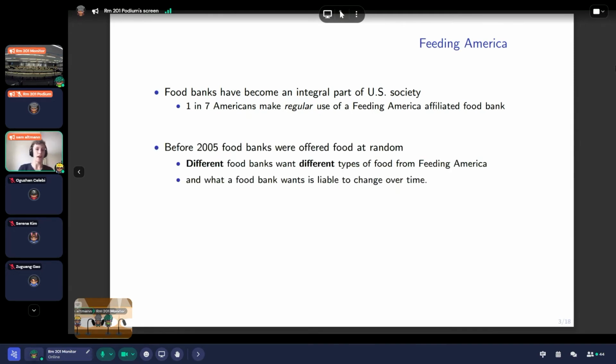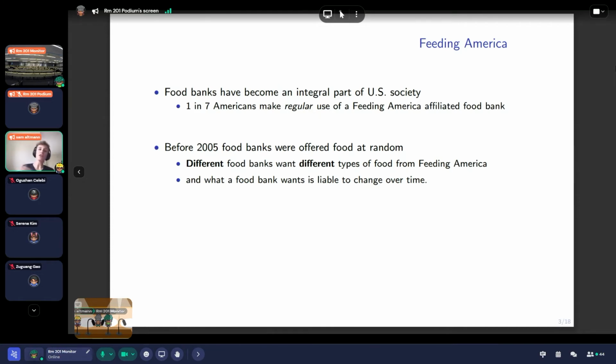Before 2005, food banks were essentially just offered food at random, and this was extremely unpopular because different food banks want different types of food from Feeding America, going back to this point of heterogeneity. So a food bank in rural Tennessee that's surrounded by a number of farms is likely to have a weaker preference for fresh fruit and veg than a food bank in central Manhattan.